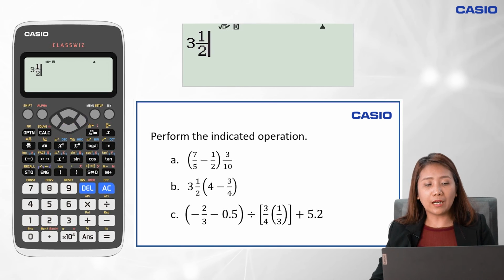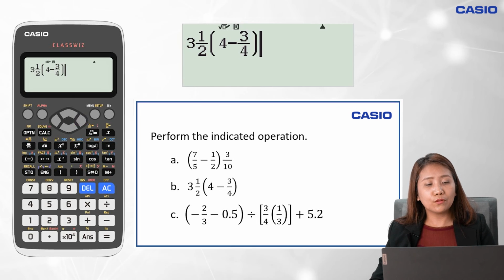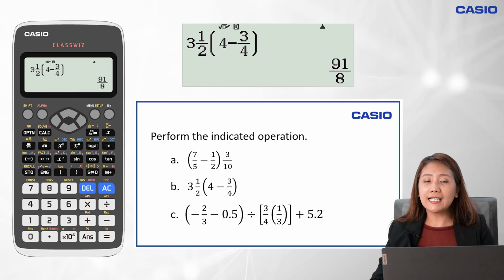We click on arrow right and press open parenthesis. We input 4 minus the fraction 3/4, 3 over 4. Then arrow right to close the quantity. And the value of the given expression is 91 over 8. Let's have the last item.